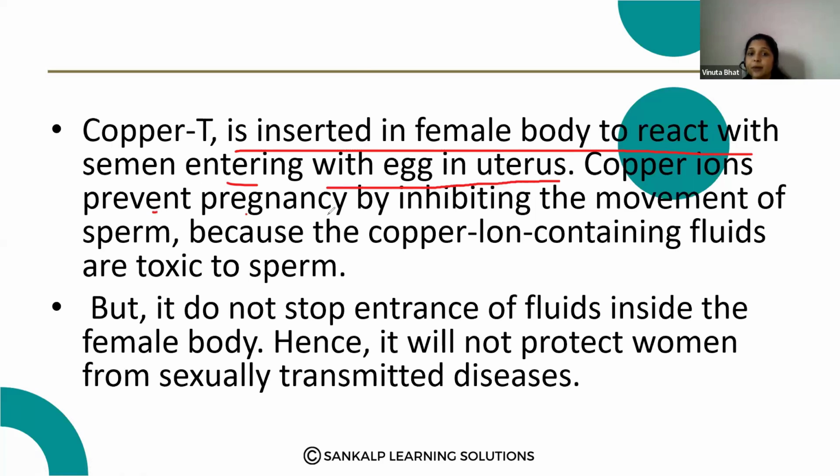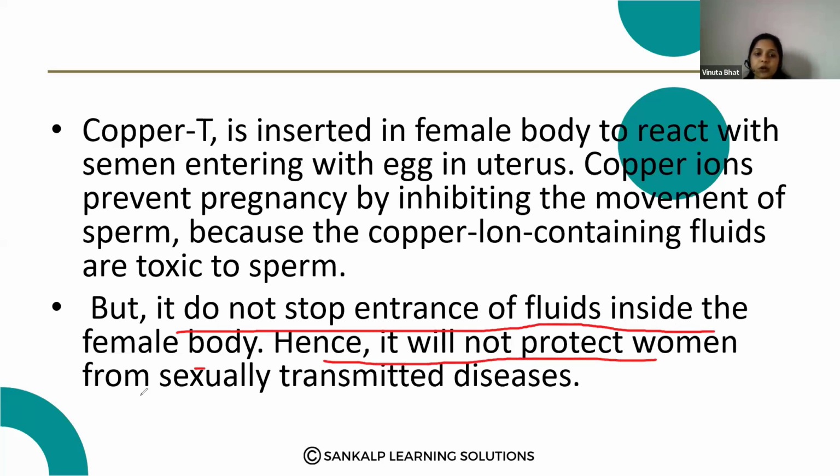Copper ions prevent pregnancy by inhibiting the movement of the sperm, because the copper ion containing fluids are toxic to sperm. So copper ions prevent fertilization and the movement of sperm, but they do not stop the entrance of fluids inside the female body. Hence it will not protect women from sexually transmitted disease. Copper T will not prevent a woman from sexually transmitted diseases. So please note down this question.